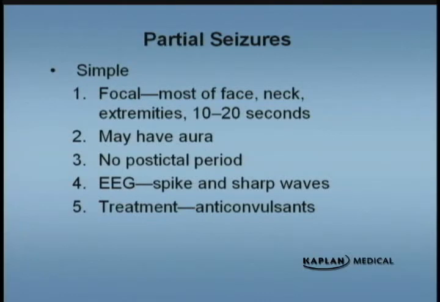Partial seizures can be simple. These would be focal seizures, which include most of the face or the neck, and they're very brief. Many of these will have an aura. They can actually feel it coming on, and there's no postictal period. You will not be given EEGs to interpret, but they may describe EEG findings. So look for spike and sharp waves, and the treatment will be anticonvulsants.